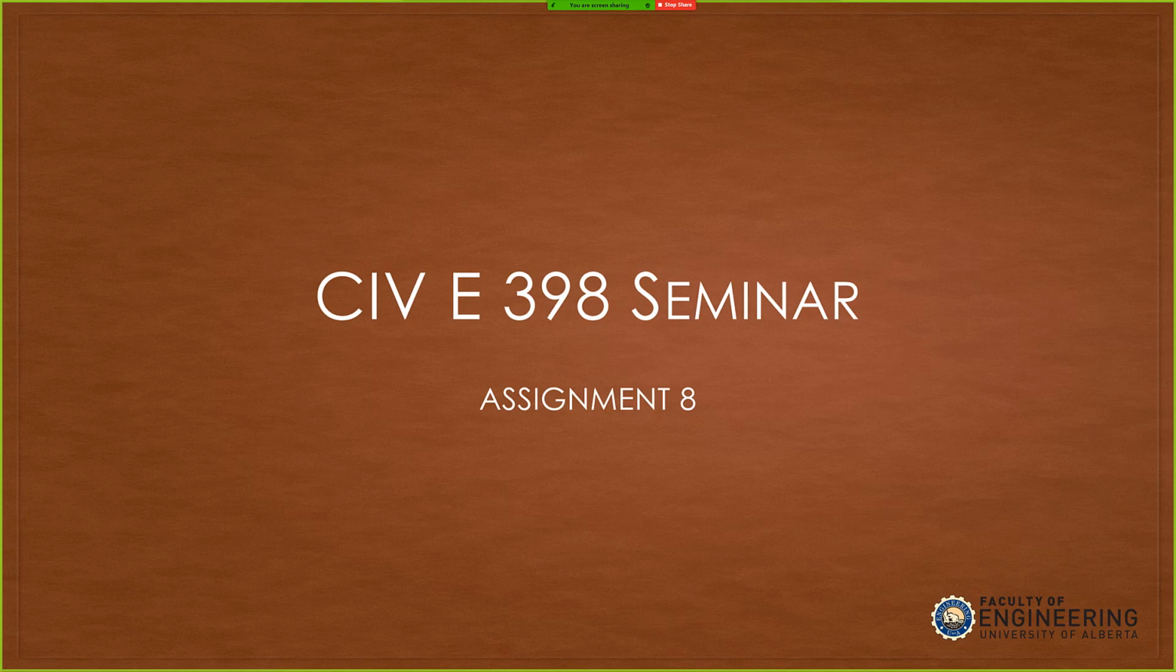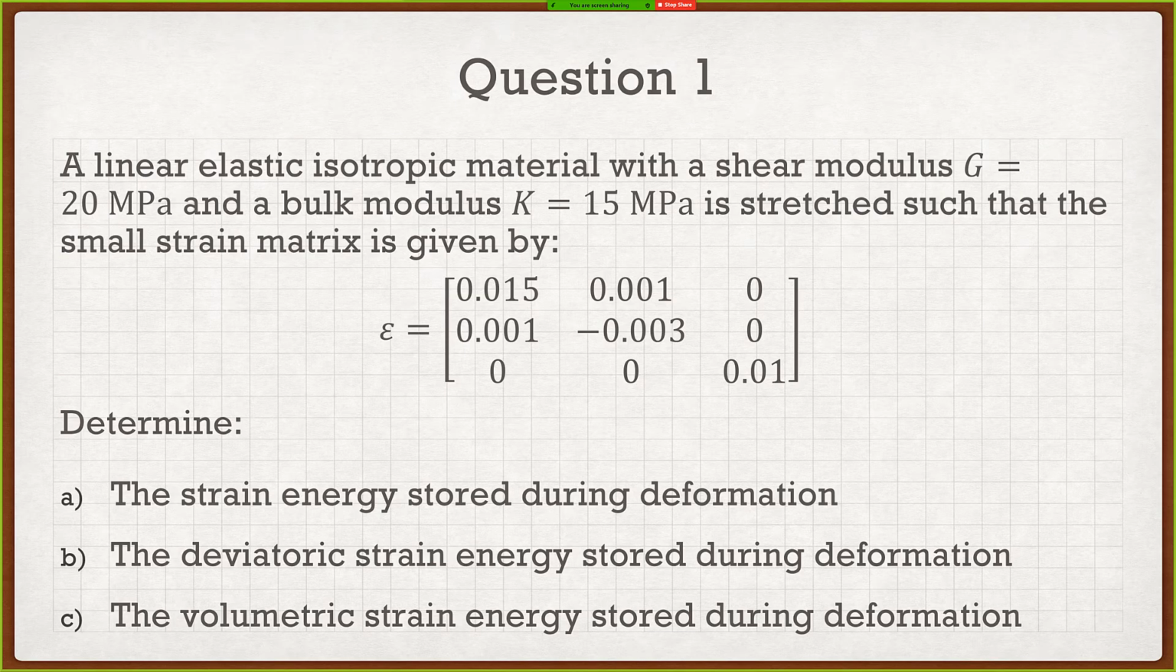All right, so let's begin with seminar number 8, which focuses on assignment number 8. So the seminar is going to be 4 questions, and the questions are pretty simple and straightforward. Looking at question number 1, it says a linear elastic isotropic material with the shear modulus G of 20 MPa and a bulk modulus K of 15 MPa is stretched such that the small strain matrix is given by, and we're given our nice 3x3 strain tensor, very reminiscent of all those questions that we dealt with a couple weeks ago. And the question wants us to determine 3 things.